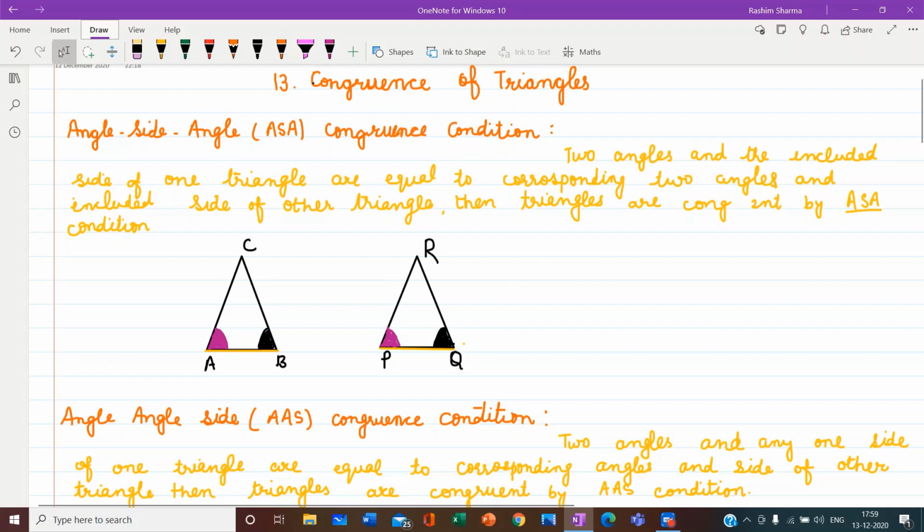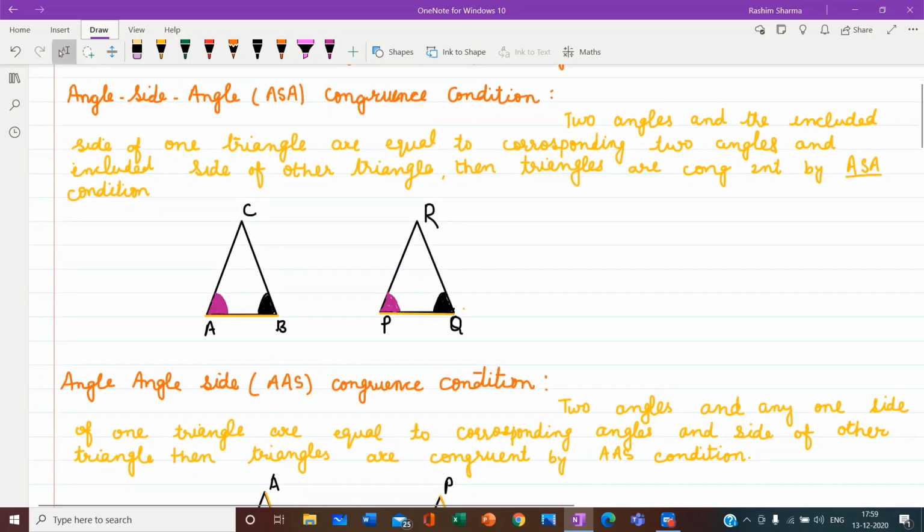Alright. Then second is angle angle side congruence condition. This is almost similar to ASA condition. Here we do not consider included side. Here any one side and two angles we take. When two angles and any one side of one triangle are equal to the corresponding angles and side of the other triangle, then triangles are congruent by AAS condition.